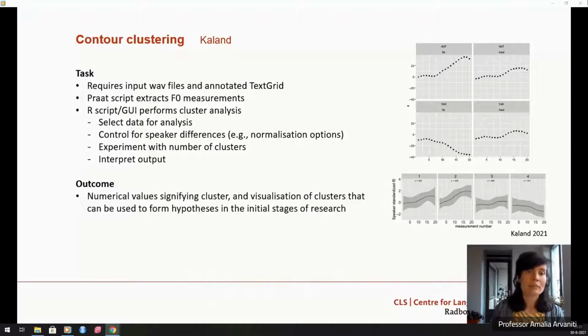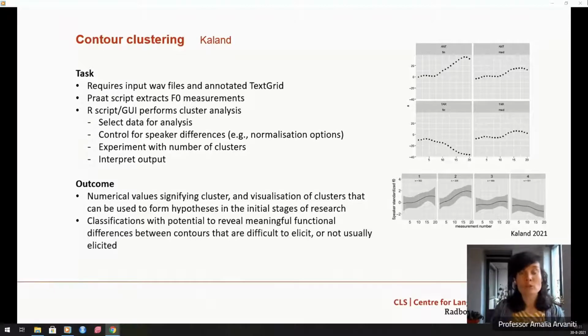To summarize the outcomes of this method, you receive a numerical value for each curve and a visualization shape for the curves in that cluster. The classifications have the potential to reveal meaningful differences between contours that might be difficult to elicit or are not usually elicited in the types of data that we may use often in intonational analyses. This tool, as I mentioned, can also be used to investigate lexical tones, for example, and is useful if you are at an early stage and you do not yet have an intonational analysis underway.